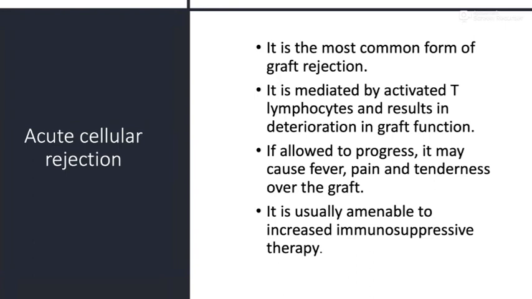Acute cellular rejection is the most common form of graft rejection. It is mediated by active T cells, causing deterioration in function. If this is allowed to progress, it may cause fever, pain, and tenderness over the graft, and it is usually amenable to increased immunosuppressive therapy.